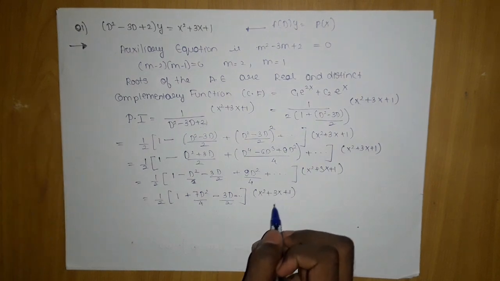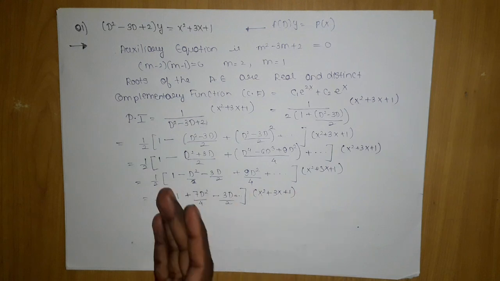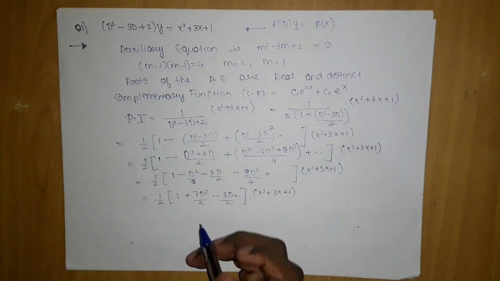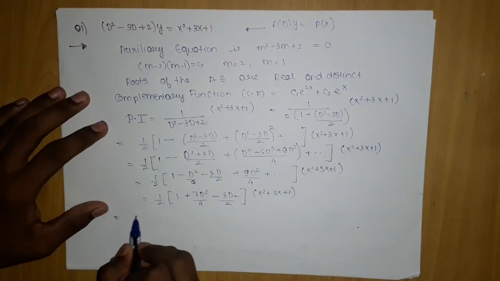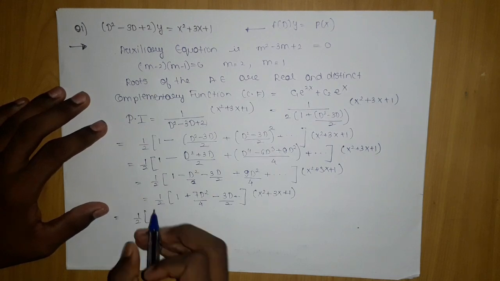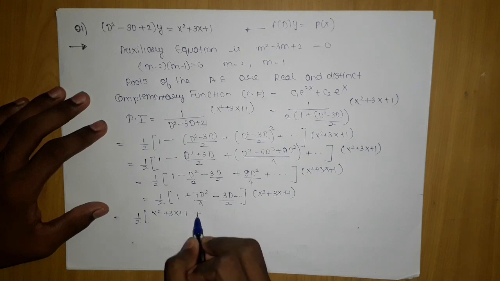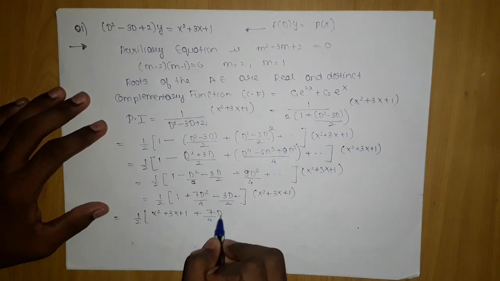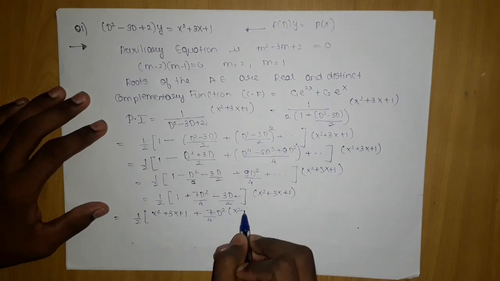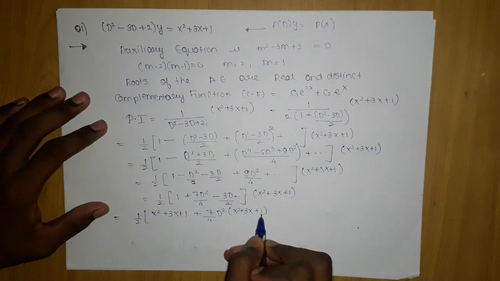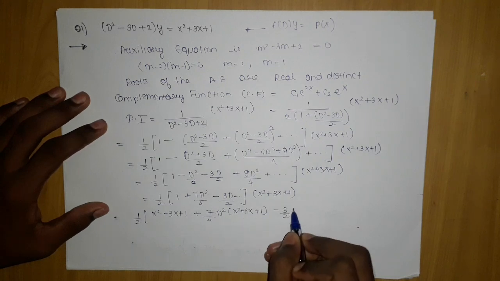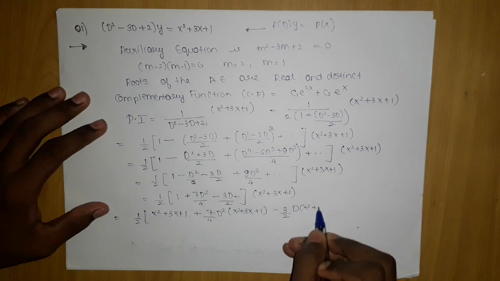Now what you are going to do is multiply D with each of them. So if you multiply with each of them, first it will be 1 by 2 into x square plus 3x plus 1, then in the second it will be 7 by 4 D square into x square plus 3x plus 1, and here it will be minus 3 by 2 D into x square plus 3x plus 1.